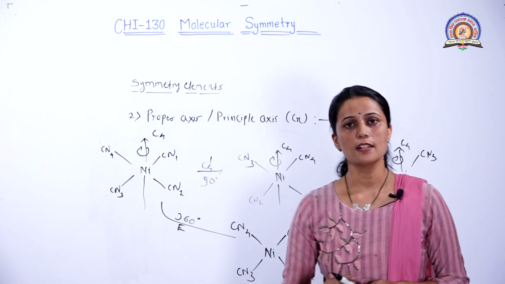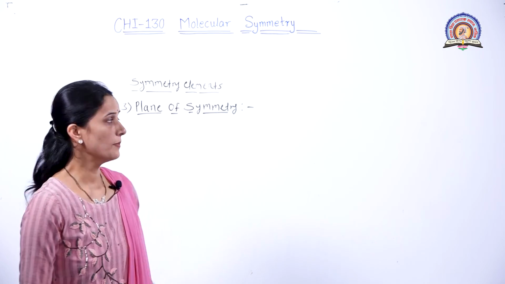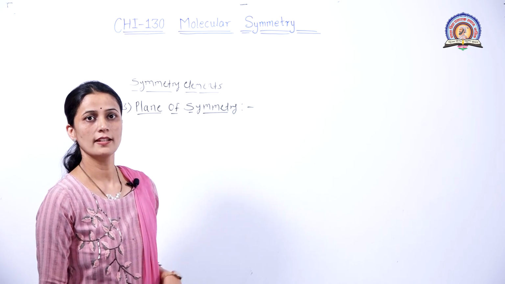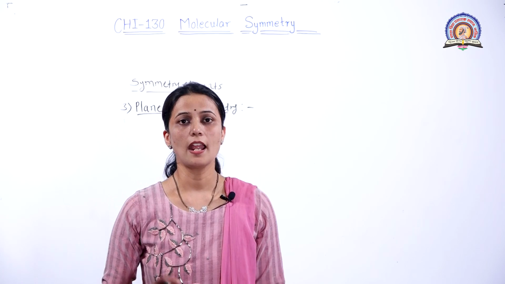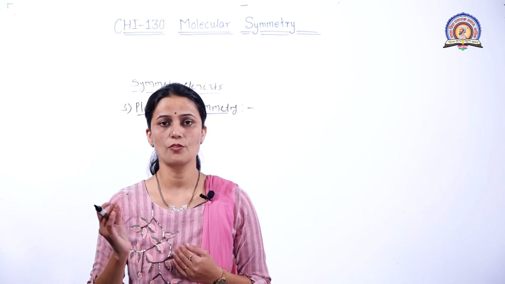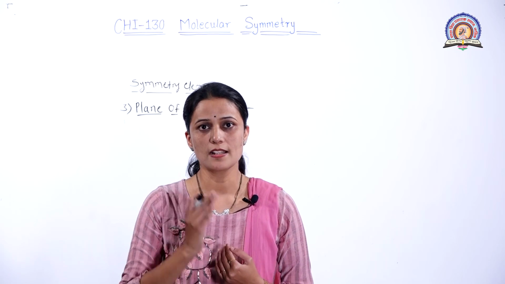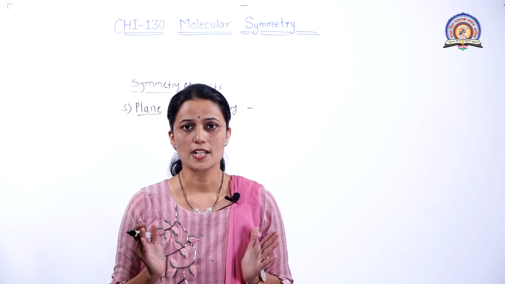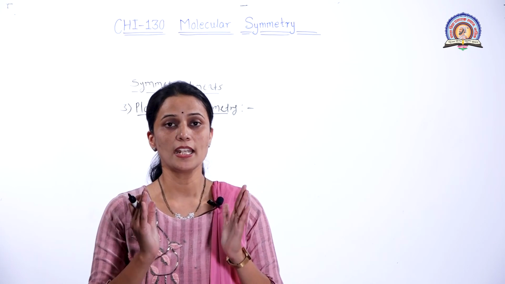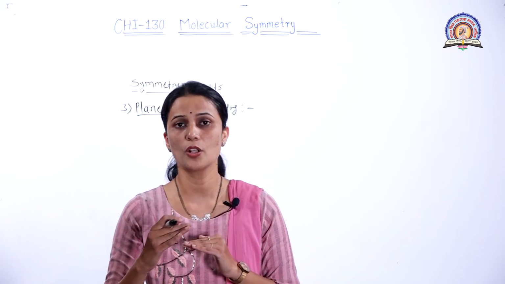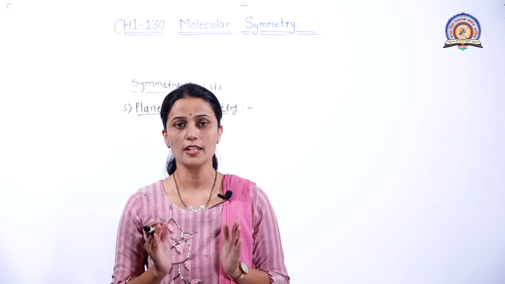Okay, so let's see the third one, that is plane of symmetry. So the third symmetry element, plane of symmetry, and its operation is reflection. So what is meant by plane of symmetry? An imaginary plane passing through the molecule or passing through an atom which cuts that molecule into two equal parts which are mirror images.